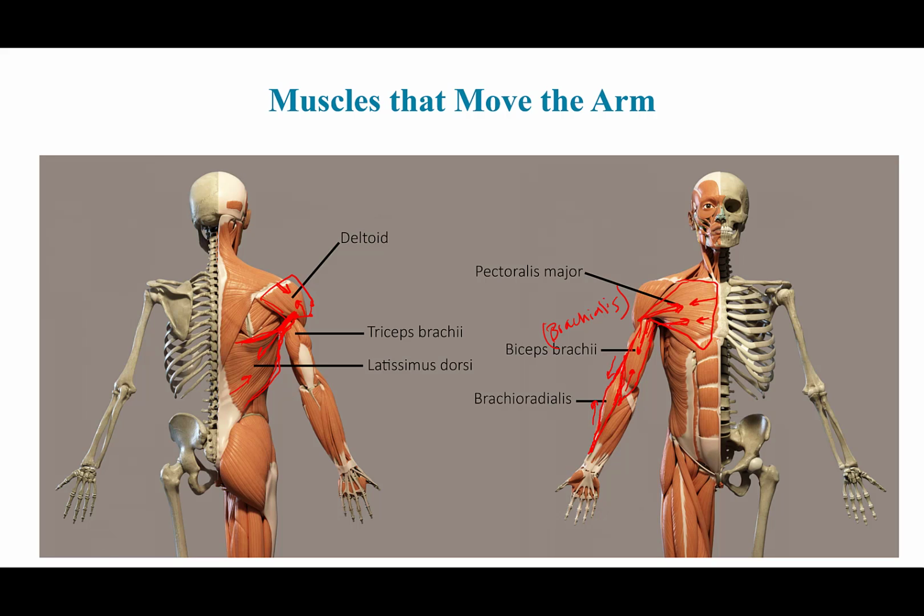The other muscle on the back of the arm is the triceps brachii. It's triceps because it has three heads. It has a medial head, a long head, and a lateral head. But it goes all the way down here and attaches to the forearm. And basically, when it contracts, it's going to help you extend your elbow. So it does the opposite of the biceps brachii.